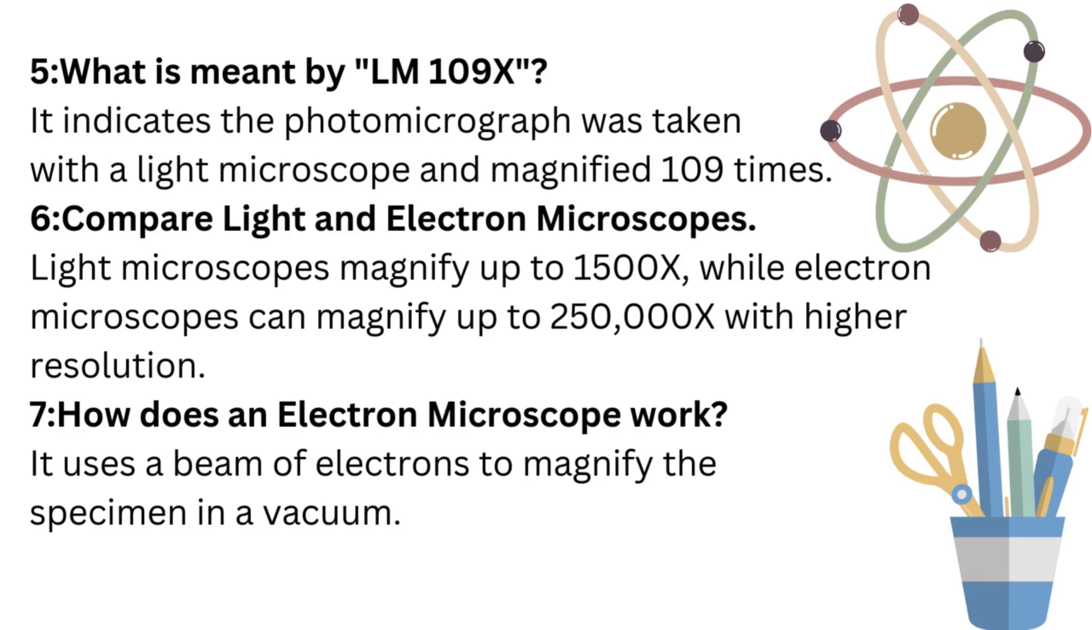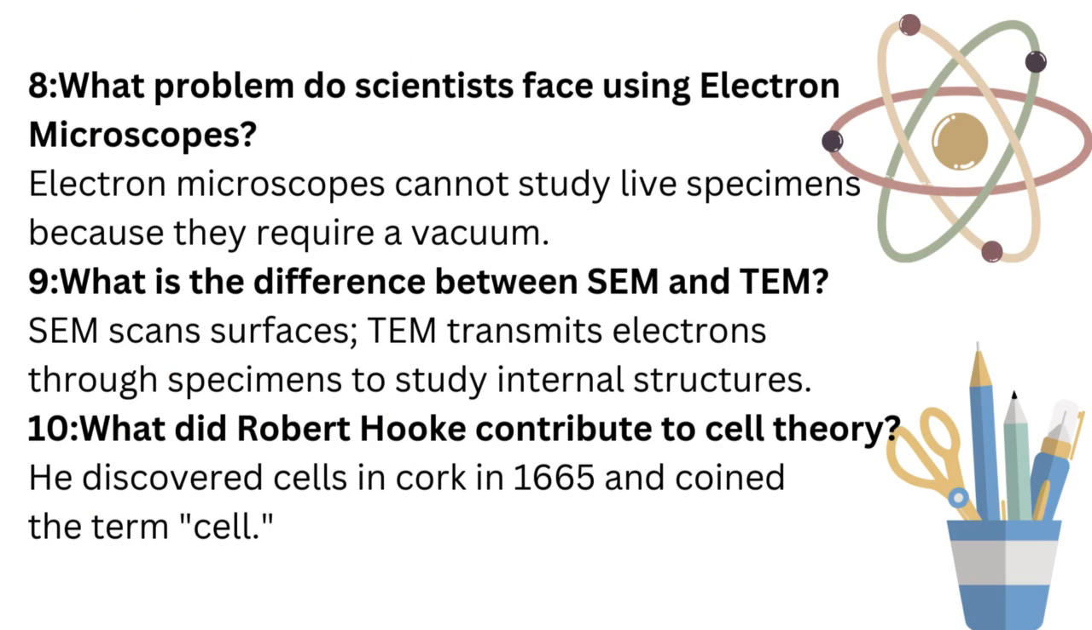How does an electron microscope work? It uses a beam of electrons to magnify the specimen in a vacuum. What problem do scientists face using electron microscopes? Electron microscopes cannot study live specimens because they require a vacuum. What is the difference between SEM and TEM? SEM scans surfaces. TEM transmits electrons through specimens to study internal structures.